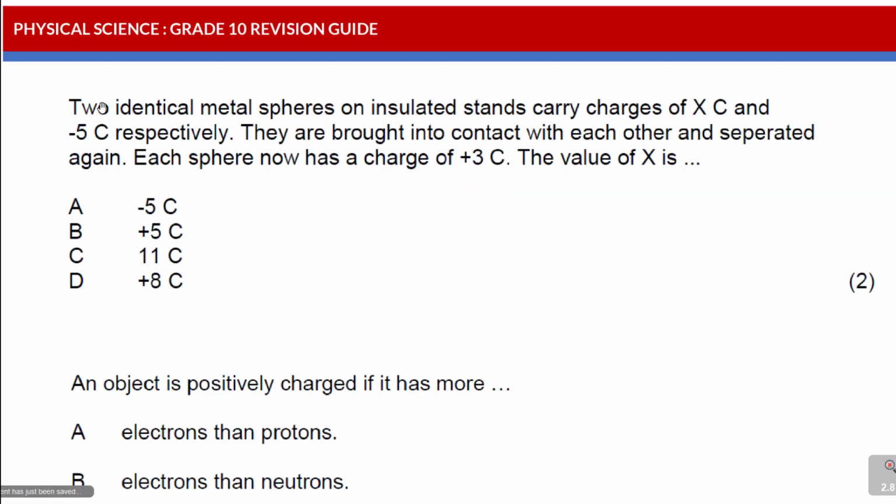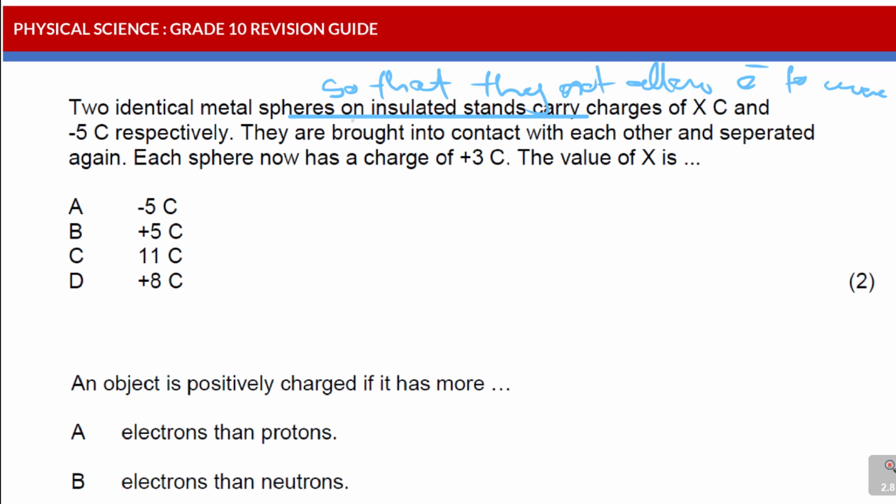The next question is two identical metal spheres on insulated stands. By saying insulated stands, they carry charges. So when they might ask you, why are these stands insulated? You must always say, should they ask you that, they are insulated so that they do not allow conduction, or they do not allow electrons to move. They must not allow electrons to what? To move. That's why they must be insulated.